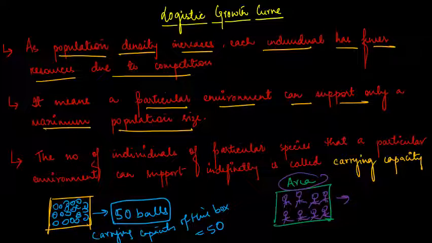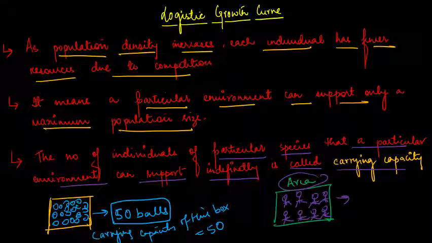So this is what the number of individuals of a particular species that a particular environment can support indefinitely is called carrying capacity. Right? So that means this area is fully occupied. This is the maximum carrying capacity of this area. It cannot take the load of more organisms, right? So that is what we call carrying capacity.